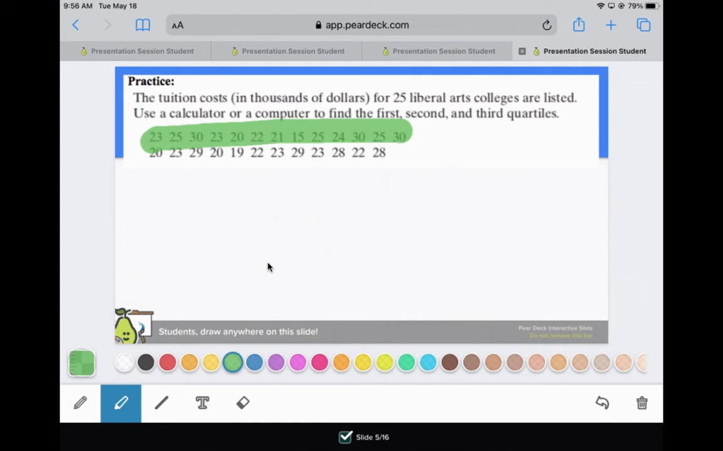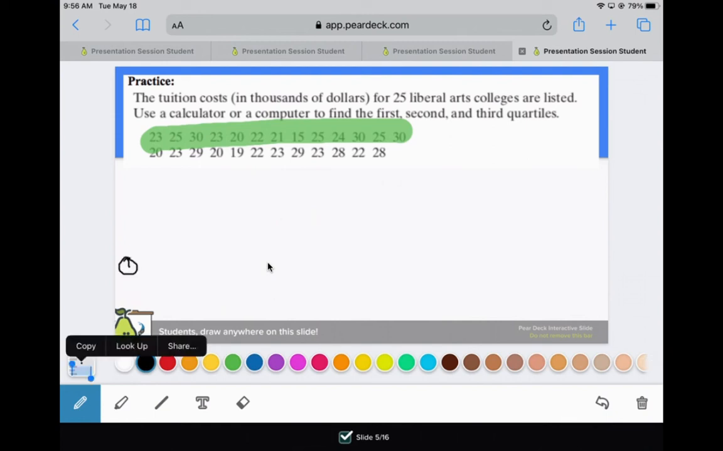So step number 1, anyone remember step 1? What do I do in order for me to find the first, the second, and the third quartile? Put it in order. Yes, thank you. So I'm going to organize the data. Good.